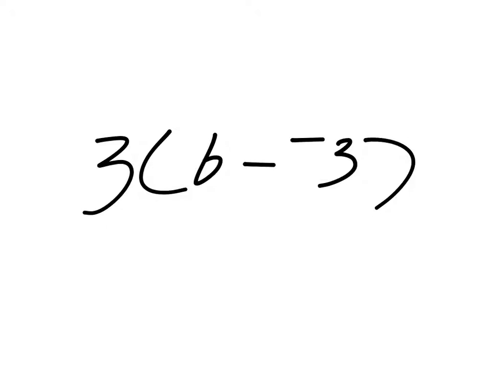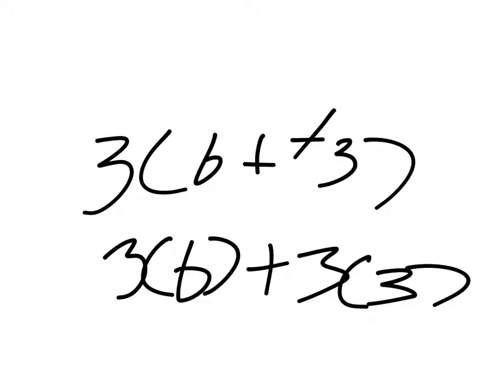Let's do one more negative problem. First, make the minus a plus and get rid of the negative on the 3. Then, times 3 by 6 and 3 by themselves. Then times those two together and get your answer.